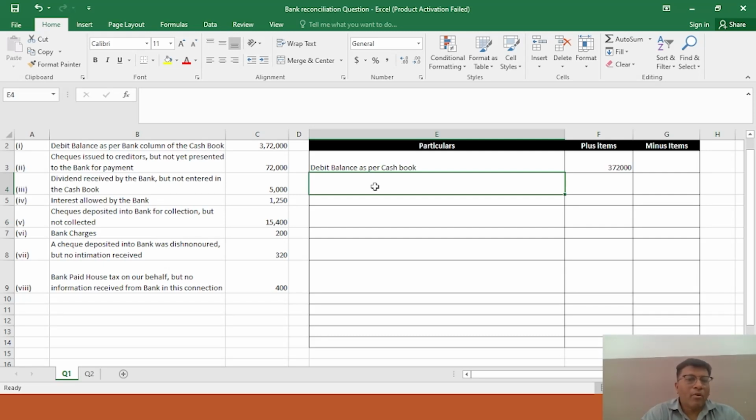So at the time of making the transaction, you thought that if you are issuing the checks to creditors, the bank balance would be reduced. So at that time you already reduced the bank column of the cash book. But what was the situation? The situation was that those checks which were issued by you were not presented to the bank for payment.